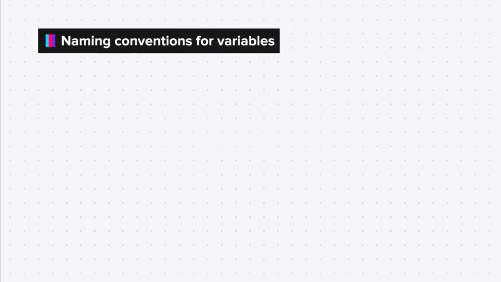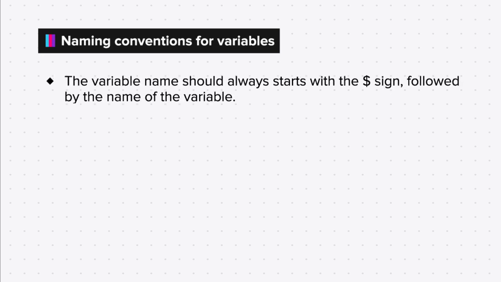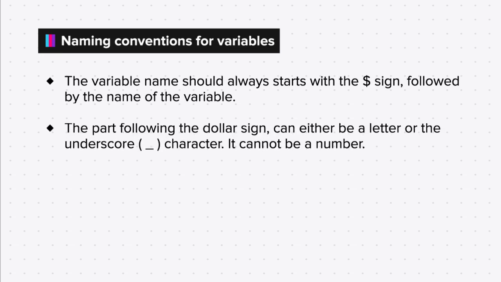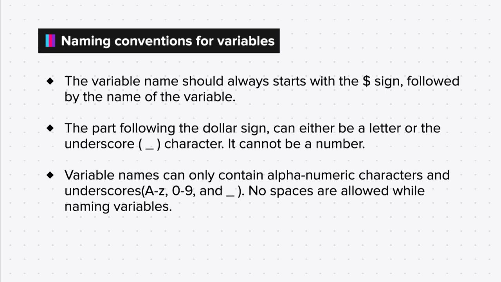Now while we are giving names to variables, there are some important conventions that are followed. Let us look at them. The variable name should always start with the $ sign followed by the name of the variable. The part following the $ sign can either be a letter or the underscore character. It cannot be a number. Variable names can only contain alphanumeric characters and underscores. No spaces are allowed while naming the variables. Variable names are case sensitive.